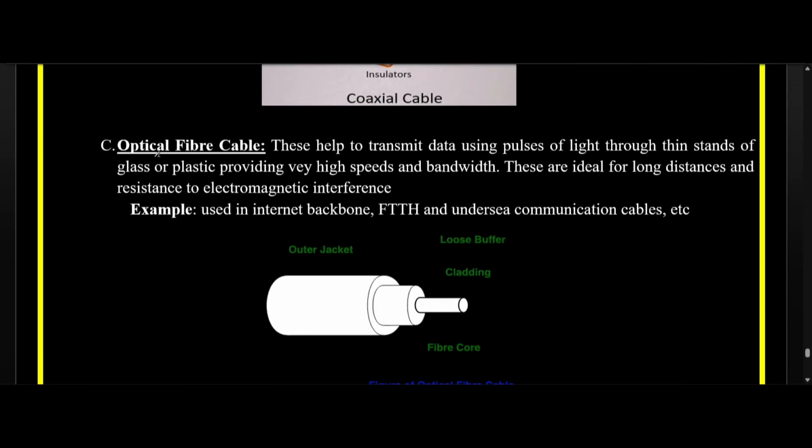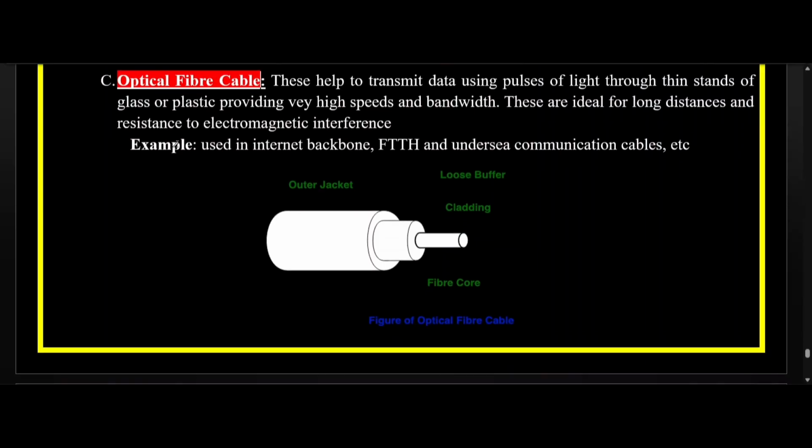The third one in the guided transmission media is optical fiber cable. These cables help to transmit data using pulses of light through thin strands of glass or plastic. It provides very high speeds and bandwidth. These are ideal for long distances and resistant to electromagnetic interference. These are used as the internet backbone, FTTH, and undersea communication cables. This is the schematic diagram of optical fiber cables.